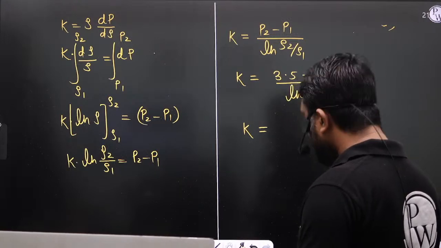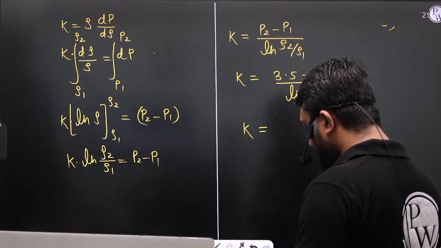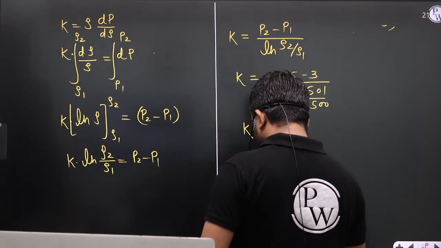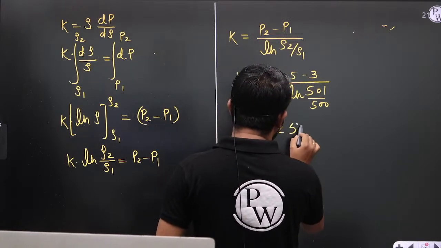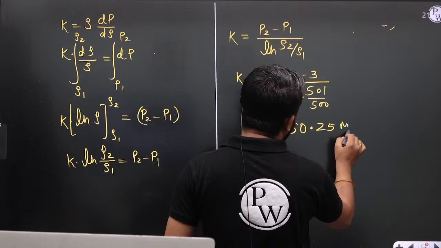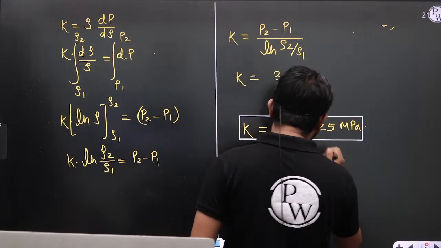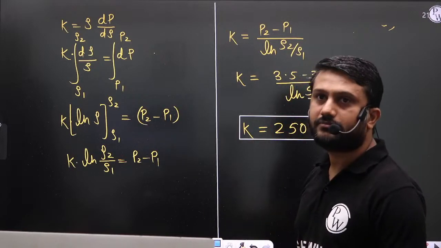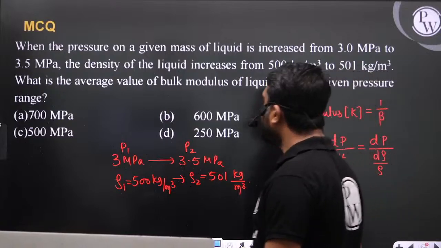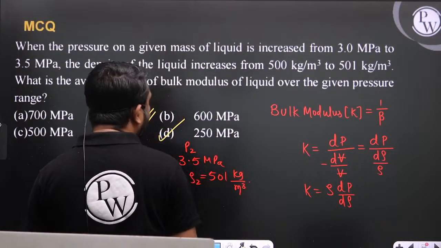3.5 minus 3 upon ln 501 by 500, which is 250.25 megapascal. This is the value of K. Everyone getting this answer? 250.25. So the correct answer is D.